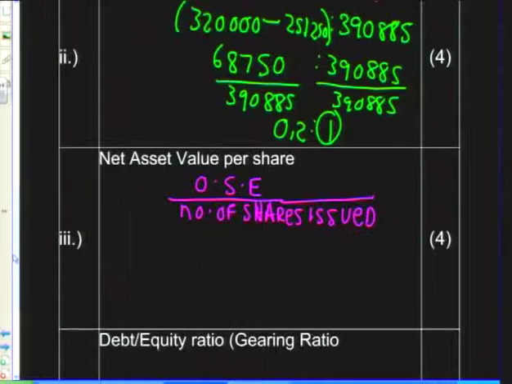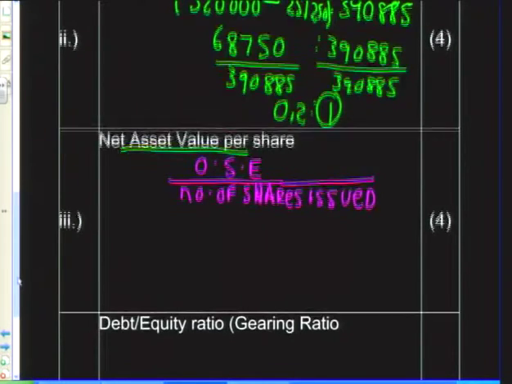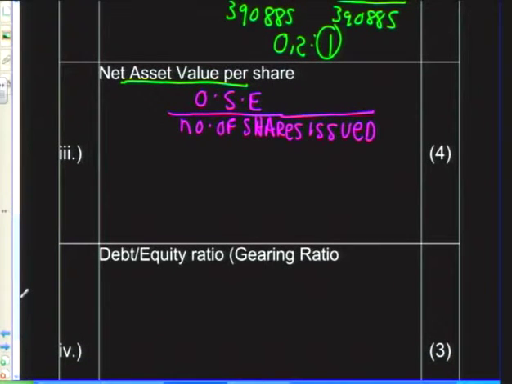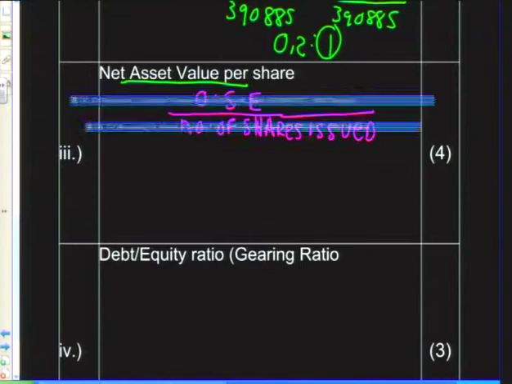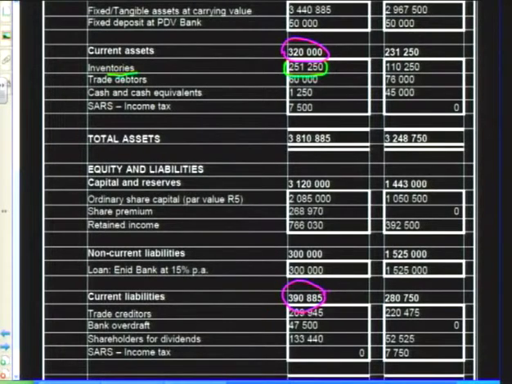Right, the next calculation, guys, is your net asset value per share. So let's look at the formula: ordinary shareholders' equity divided by number of shares issued. Okay, let's just bring that up a bit. Ordinary shareholders' equity, I'm going to pick that from my balance sheet. So if I go to my balance sheet, I'm looking for equity. Okay, so there's my equity.